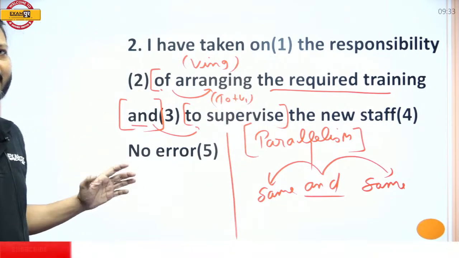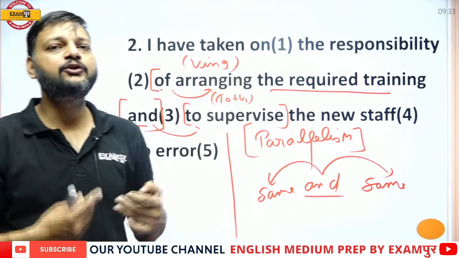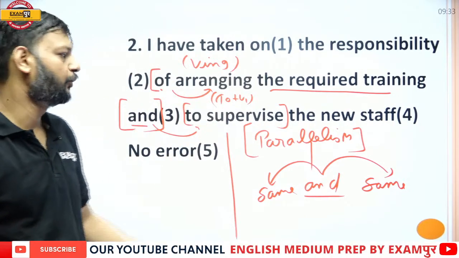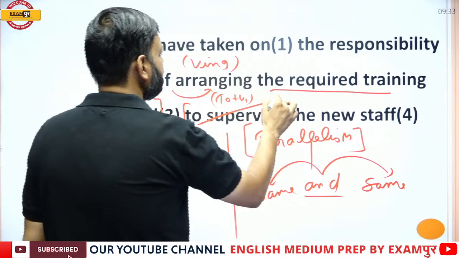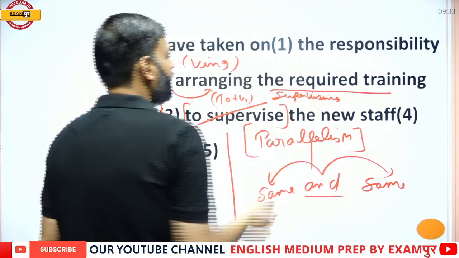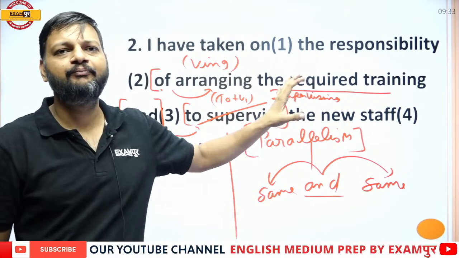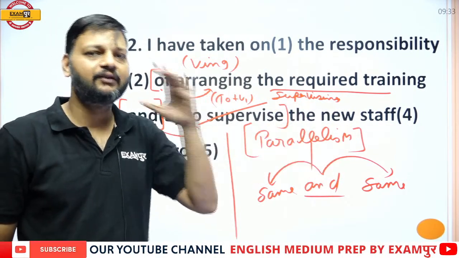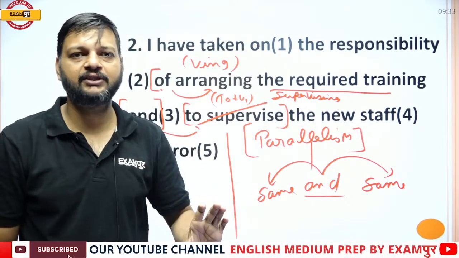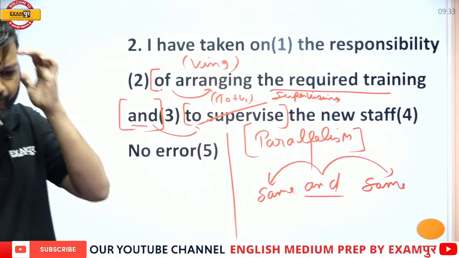That means this sentence is not balanced. To balance this sentence, we need to use gerund after conjunction. So in place of to supervise we should write supervising. Now this sentence is absolutely correct. So this rule is the rule of parallelism. We have to parallel the sentence in terms of structure before conjunction and after conjunction. Remember, this is very important.